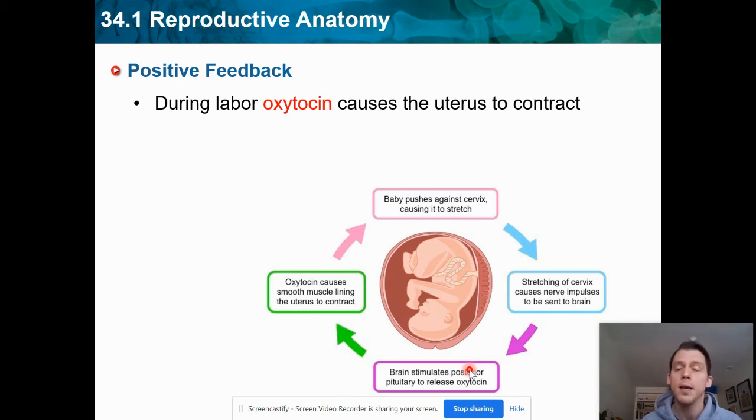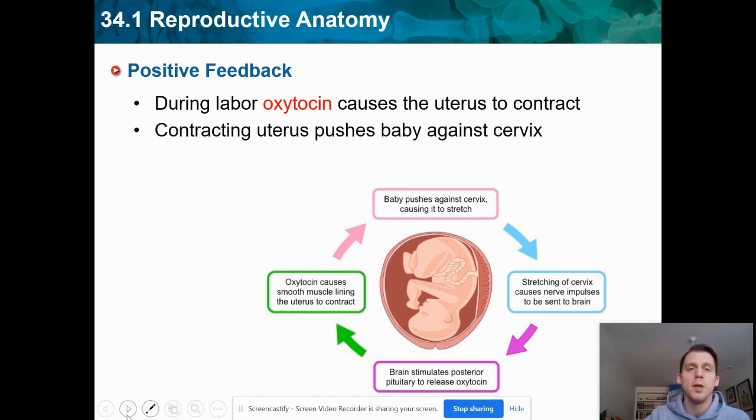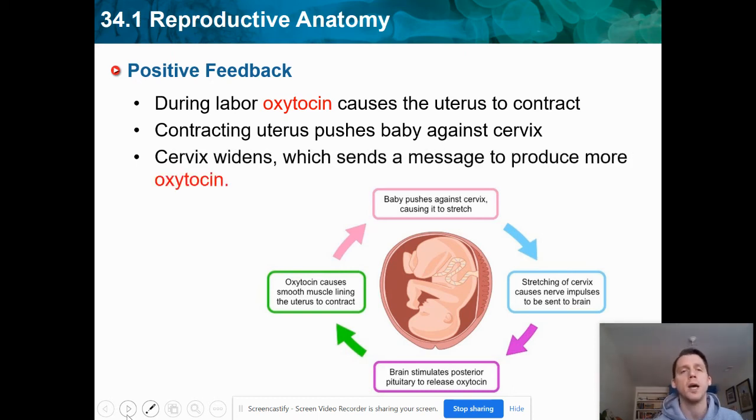And it doesn't end until delivery. After delivery, the whole positive feedback loop shuts down and it's over. So positive feedback is not something that happens forever. It happens just for a short time. So oxytocin causes the uterus to contract. The contracting pushes the baby. The cervix widens, which tells your brain to produce more oxytocin, which then, we go back to the top, oxytocin causes the uterus to contract even more.